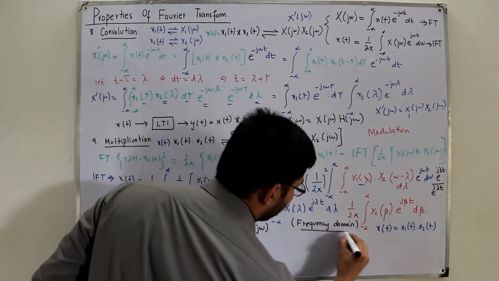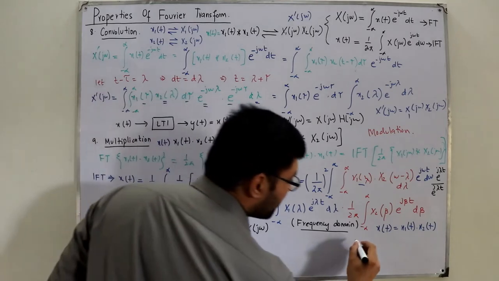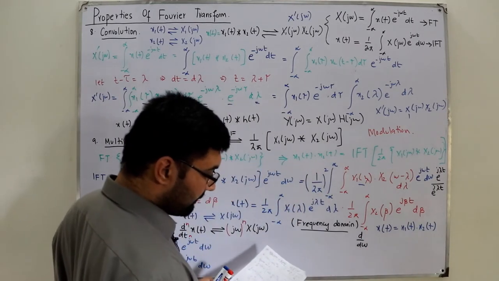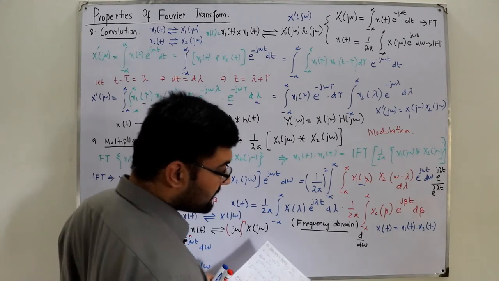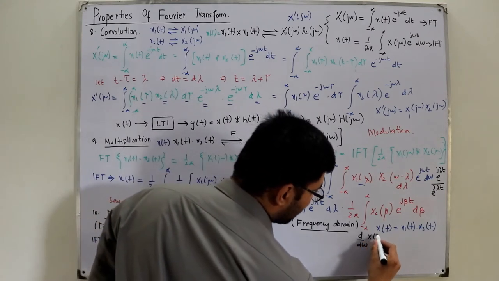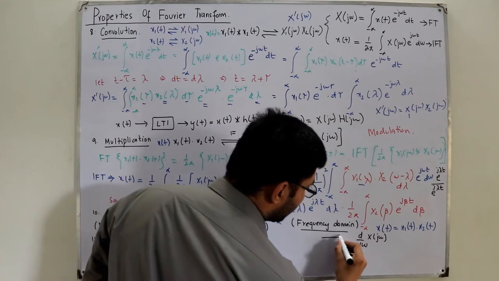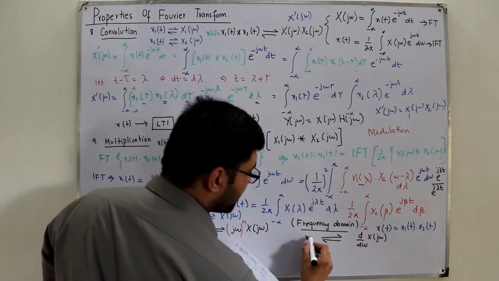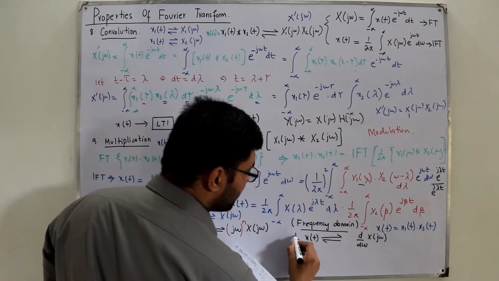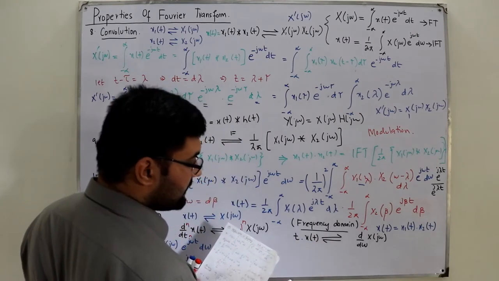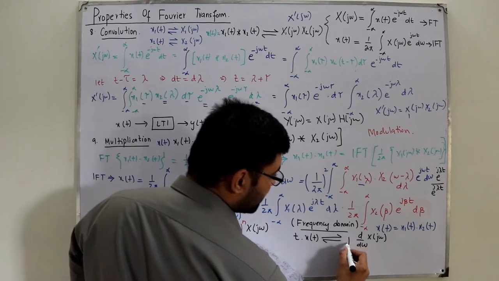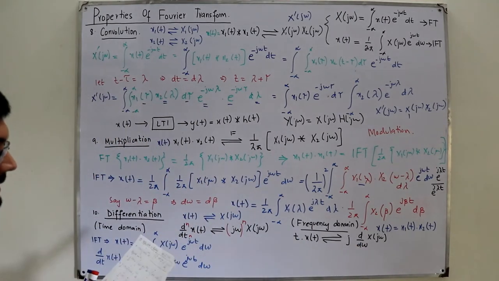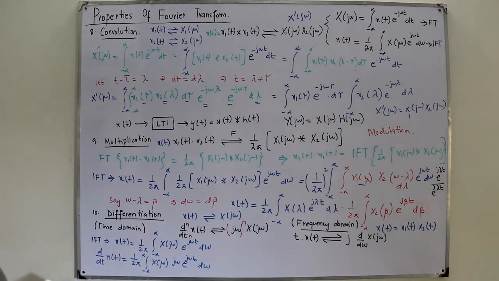Now what would we have? If we take the derivative d omega with respect to omega of X of j omega, what would happen to the signal x of t? It would get multiplied by a t, and it would also get multiplied with a j, and we are proving this now.